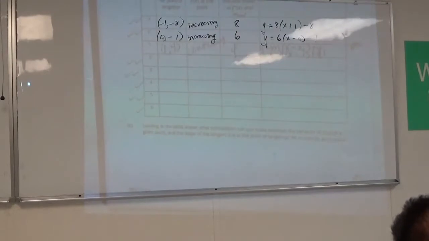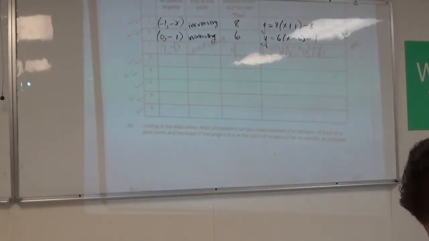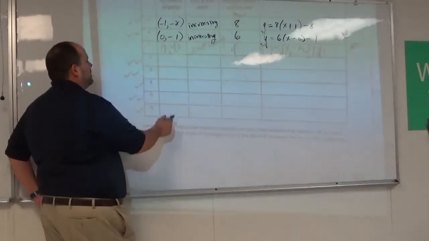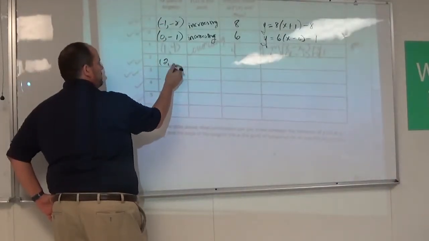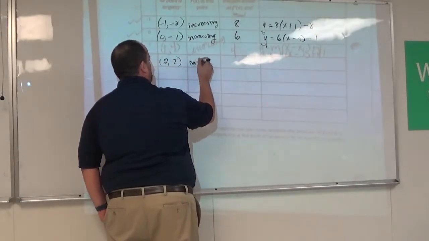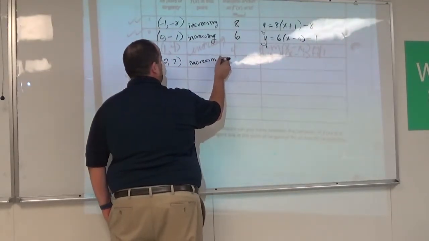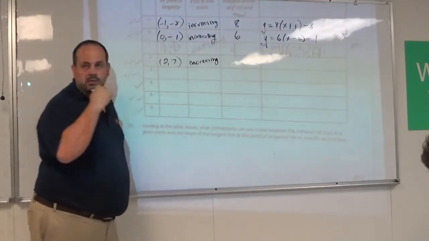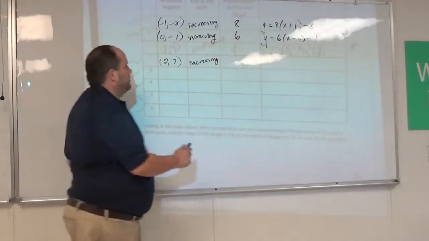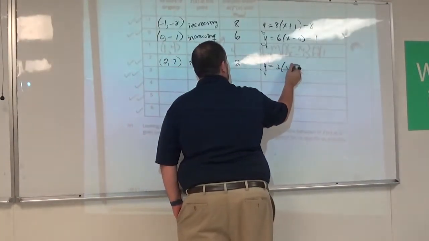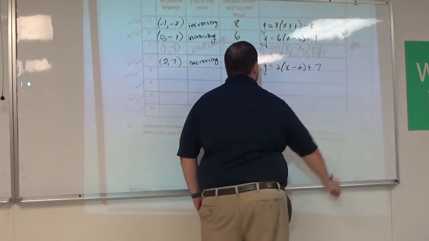Who had x equals 2? Somebody had x equals 2. Men up front, what'd you get? Point of tangency. 2,7. Behavior of the function? Increasing. Slope? 6. I don't agree with 6. It should be 2. Okay. Y equals 2x minus 2 plus 7.